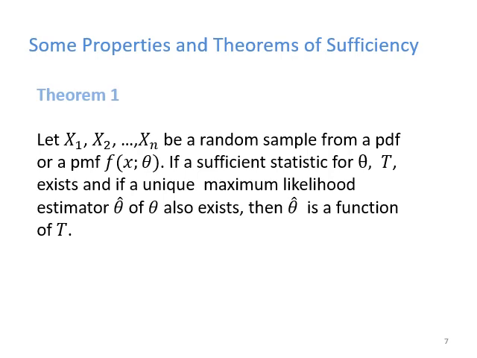Now we are going to move to some theorems related to sufficiency. The first theorem says that if we consider a random sample having observations x1, x2 till xn from a certain probability density function or a probability mass function f of x and theta, if a sufficient statistic for theta, we call it t, exists, and if we have a unique maximum likelihood estimator theta hat of theta, then theta hat will be a function in the sufficient statistic t.